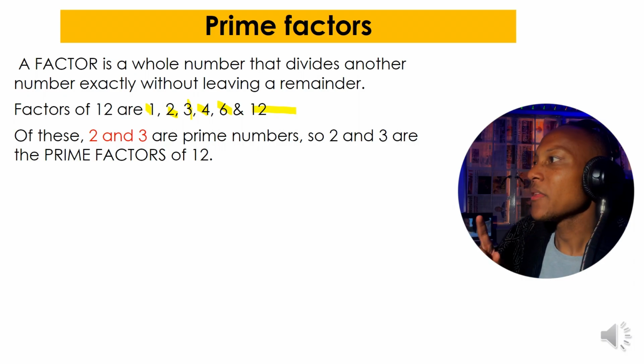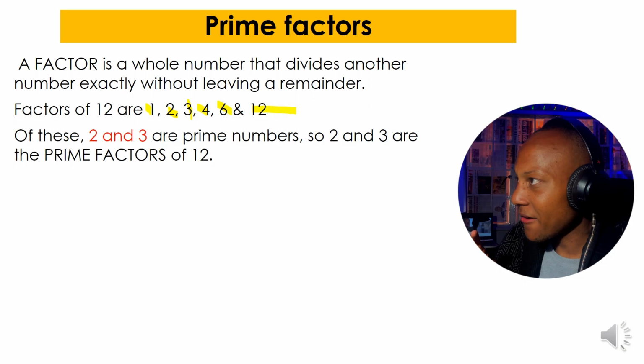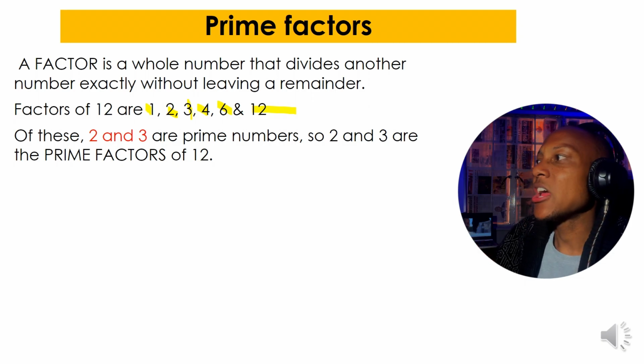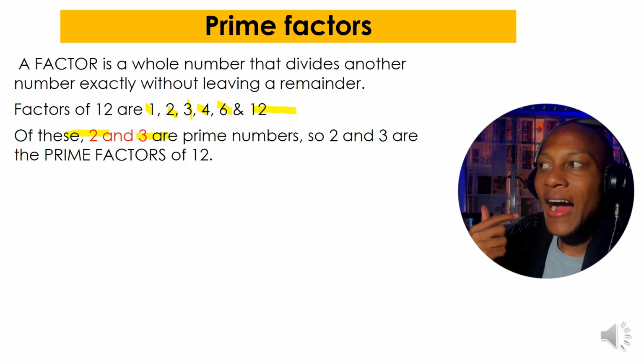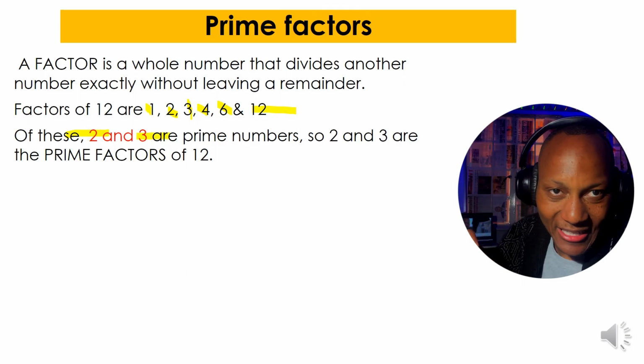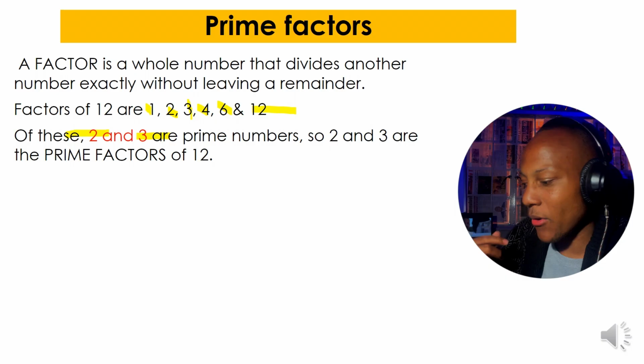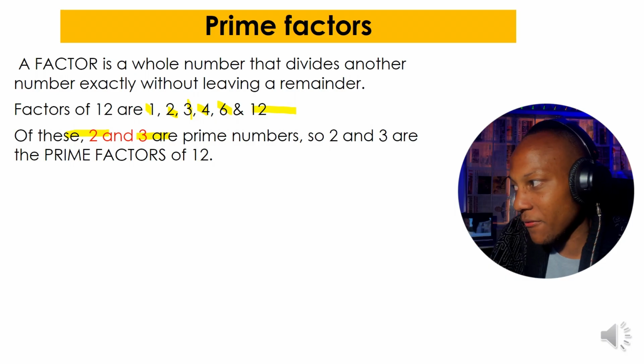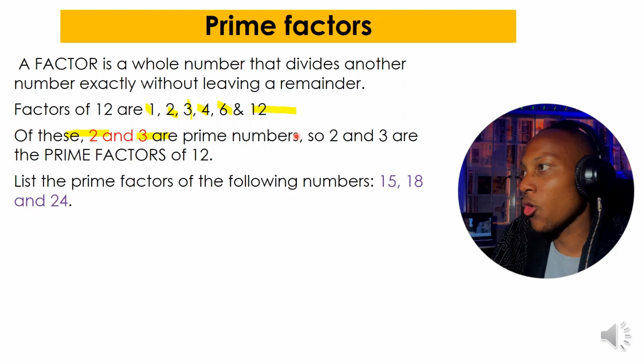So we can look at the factors of 12 that we have here, and we can see that of these factors of 12, 2 and 3 are the prime numbers on that list. So 2 and 3 are the prime factors of 12. I don't know if that is getting into your ears.